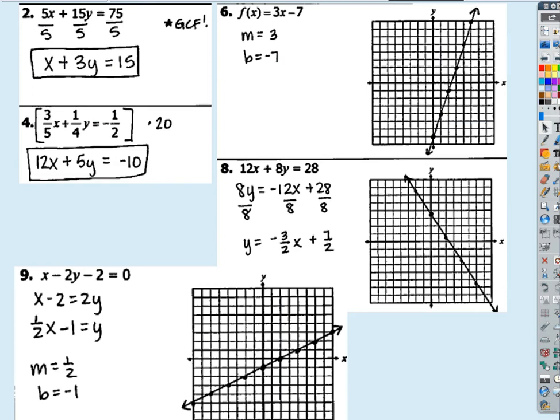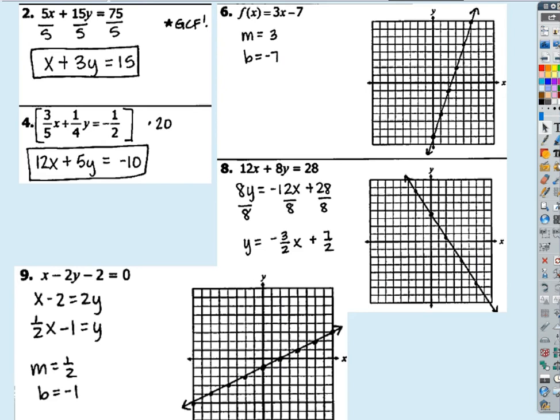Okay. So what about number 4? Number 4, we started off with the original equation, right? We're trying to put it into standard form. Remind me real quick, what are our rules for standard form? A's gotta be positive. What about A, B, and C? What do they have to be?